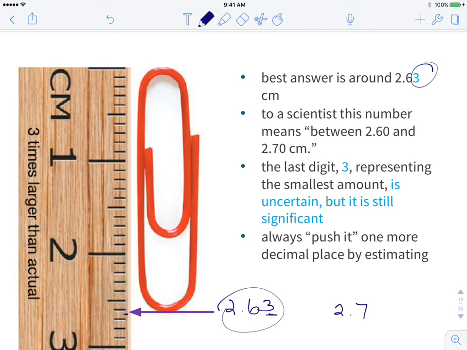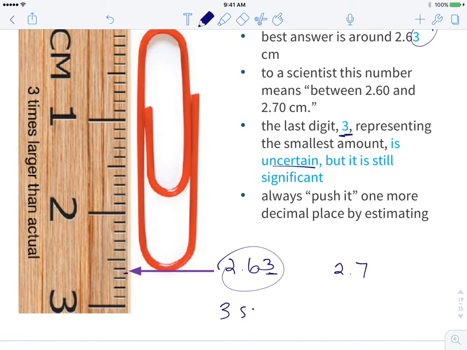This last 3 is uncertain. I picked a 3 there, it's uncertain. Again, my lab partner could say, no way, 2.62. We're both right. They're both significant. This means that this number here is going to have 3 significant figures. When I do a calculation with this, we need to take that into account.